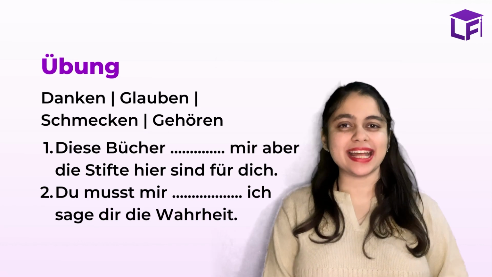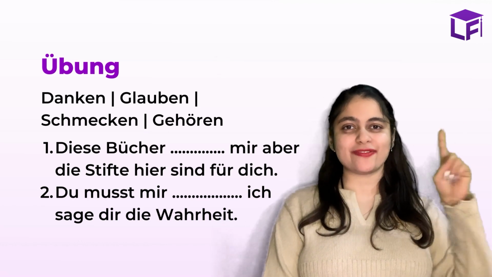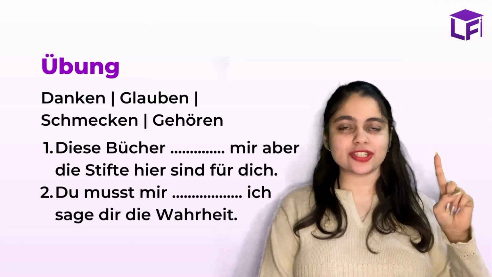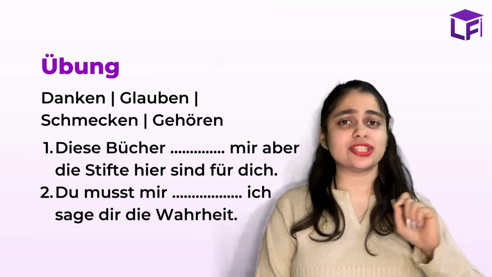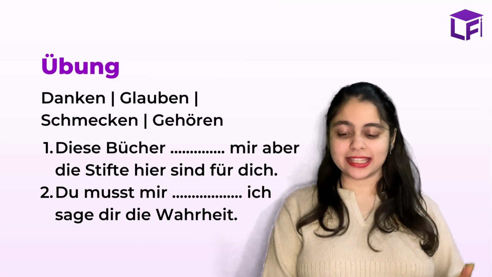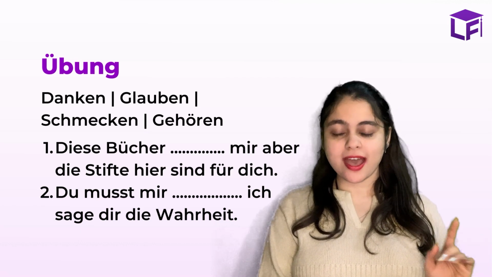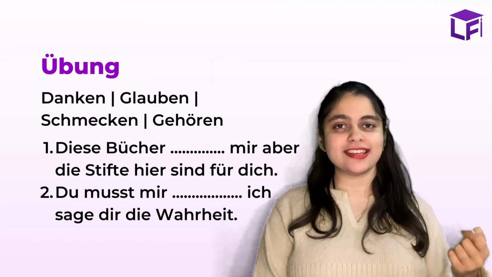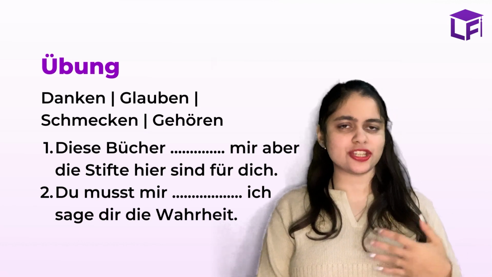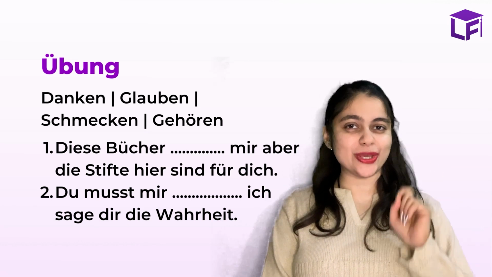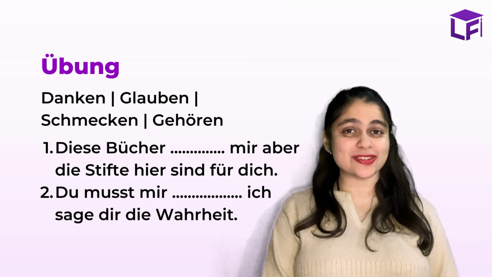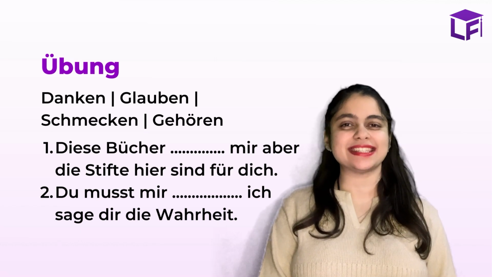Okay? With that said, let us move ahead and do the first sentence. The first one says, Diese Bücher dash mir, aber die Stifte hier sind für dich. I'll repeat this. Diese Bücher dash mir, aber die Stifte hier sind für dich. Now this sentence means, these books dash me, but the pens here are for you. Okay? Hope you can put the correct verb along with its conjugated form. Okay, you have 10 seconds.